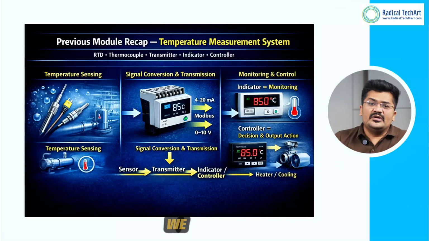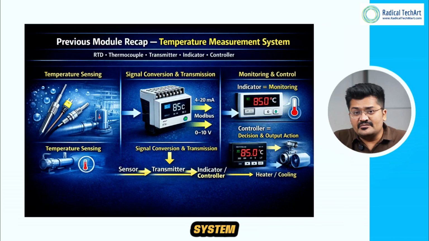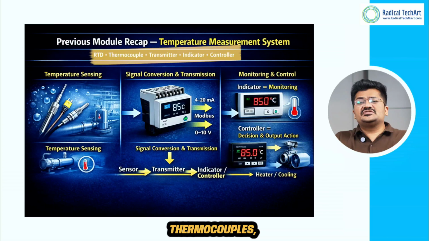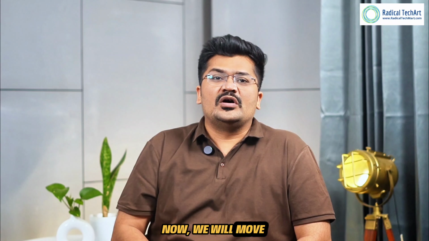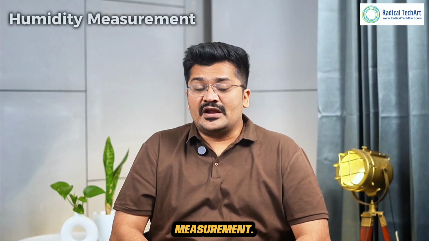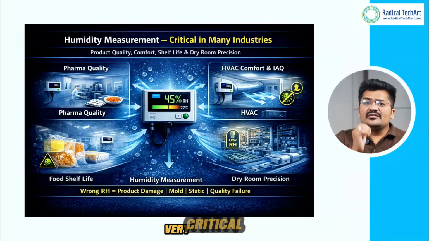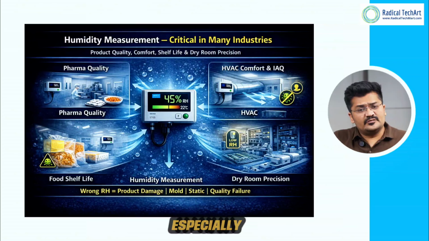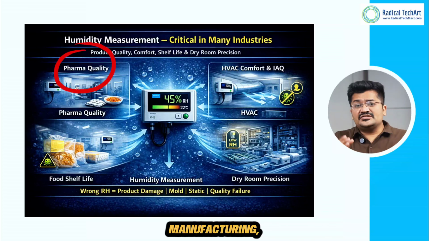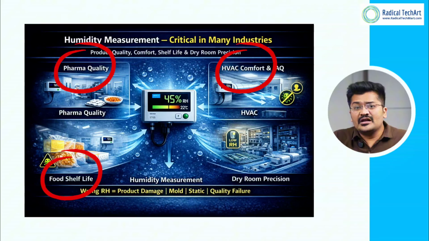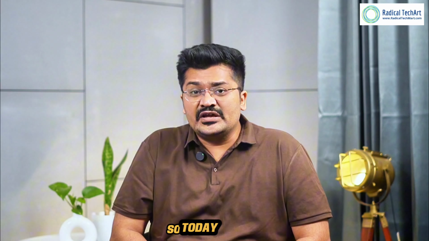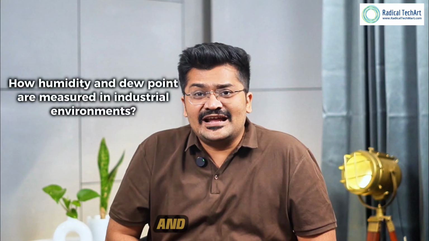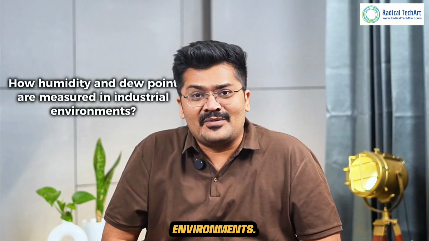In the previous module, we learned about temperature measurement systems including RTD sensors, thermocouples, transmitters, indicators and controllers. Now, we will move to another very important industrial parameter, and that is humidity measurement. Humidity plays a very critical role in many industries, especially in pharmaceutical manufacturing, HVAC systems, food processing, clean rooms and dry rooms, also compressed air systems. So today, we will understand how humidity and dew points are measured in industrial environments.